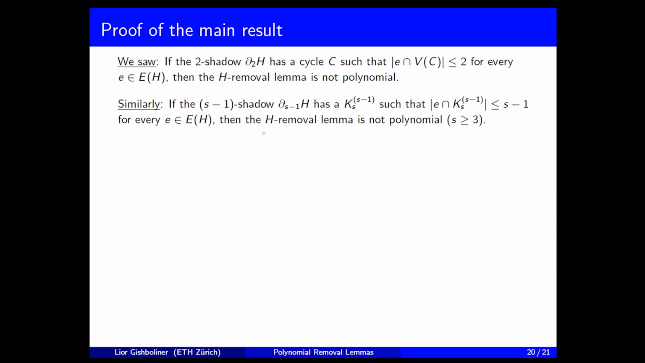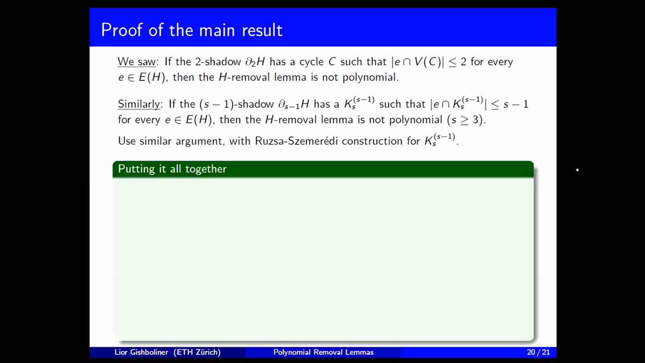Then I claim that in this case, also the H removal lemma is not polynomial. And this is very analogous to the previous case, and the proof is very similar. The only difference is that instead of using the Ruzsa-Szemerédi construction for cycles, we use the construction for hypergraphs, the construction for this clique. Okay, so those are two cases that we can solve, and now I claim that every case falls into one of these two. So let's see this.